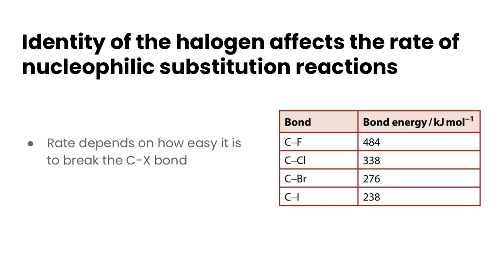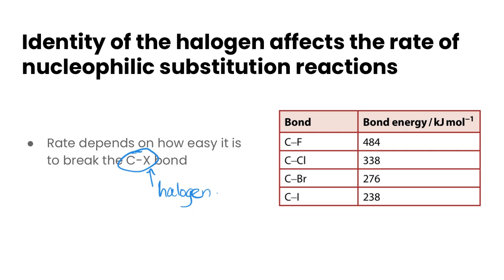Typically leaving groups are halogens, although they can be other things as well. But really, we're just focusing on halogens here. What's neat and interesting is that the identity of the halogen itself is going to affect the rate, or how fast these nucleophilic substitution reactions happen. The rate of the reaction is going to depend on how easy it is to break the C-X bond. Remember, X is our leaving group, and that is our halogen.